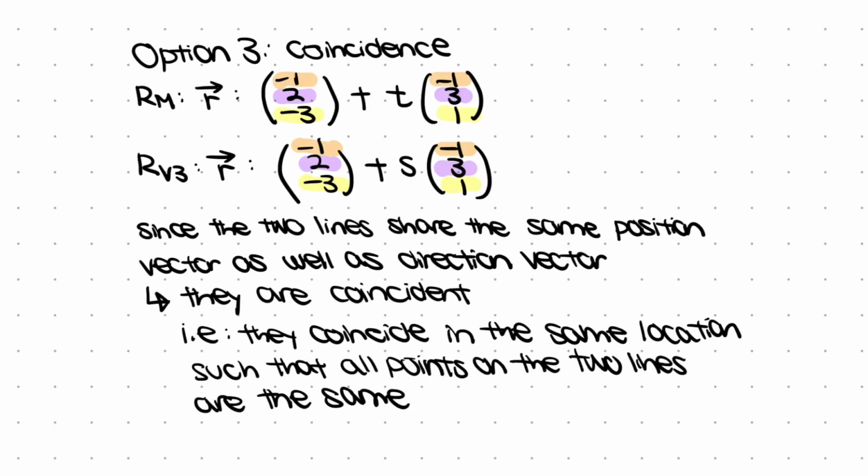Now for option 3. Since the 2 lines share the same position vector and direction vector, this means that they are coincident. They coincide in the same location, such that all the points on the 2 lines are the same. This scenario would only be possible if vector was already on the moon, and so they would be moving in the same line.